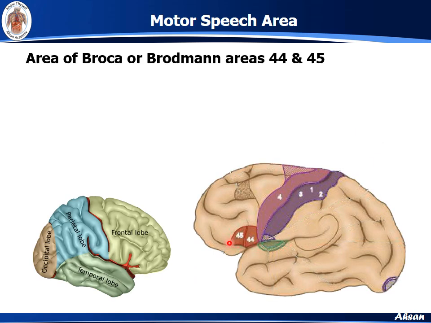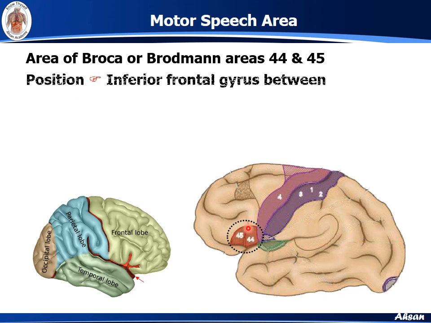Motor speech area, this is area number 44 and 45. You see, this is the lateral sulcus, and this lateral sulcus has one branch, anterohorizontal and anteroverticle. Between this anterohorizontal and the vertical one, area 45 is situated, and behind this vertical sulcus is area 44.